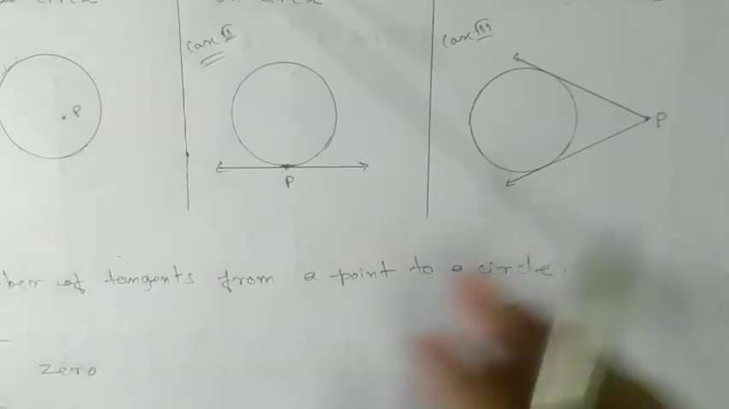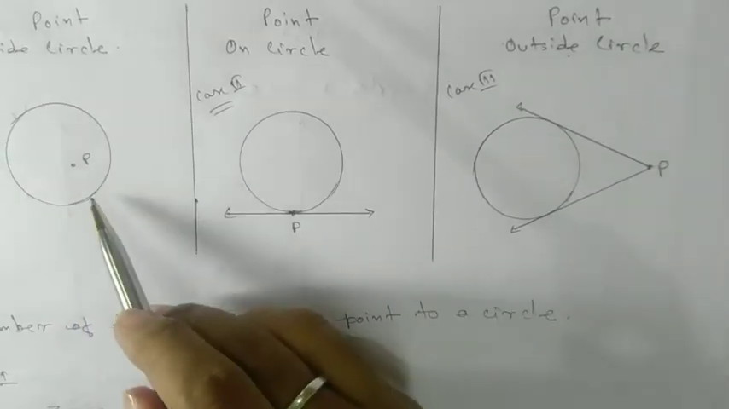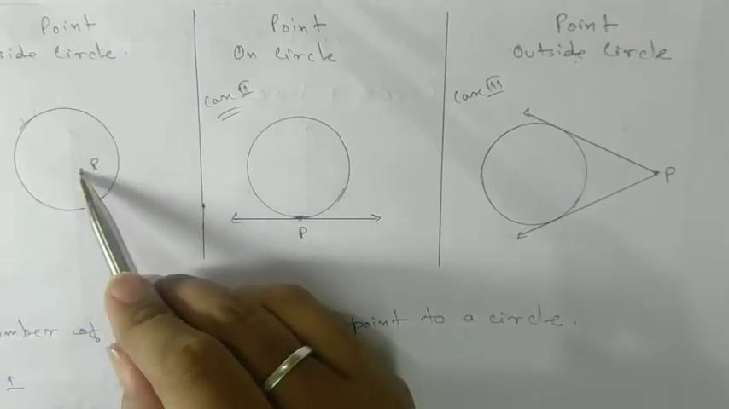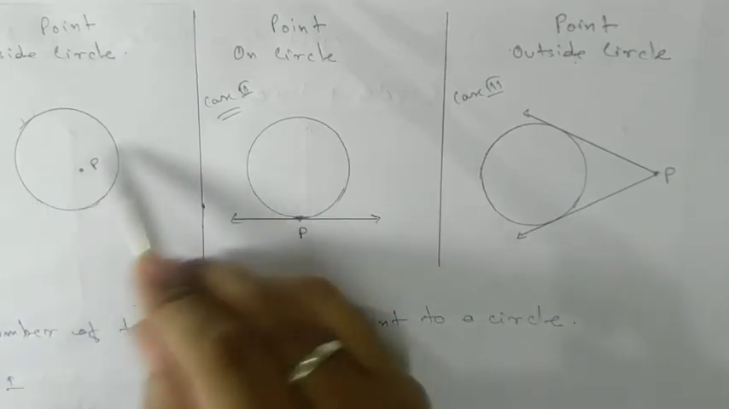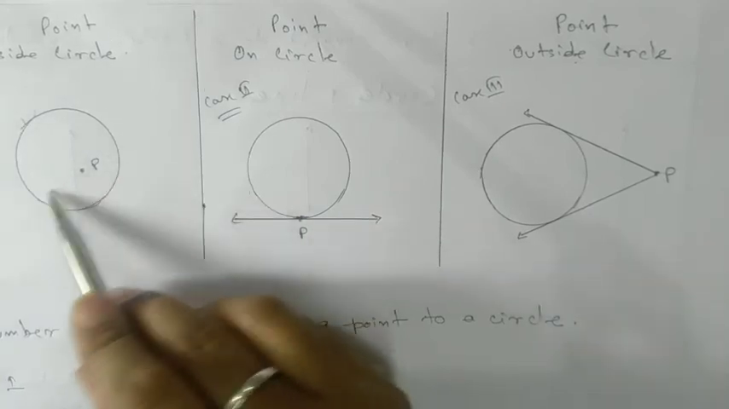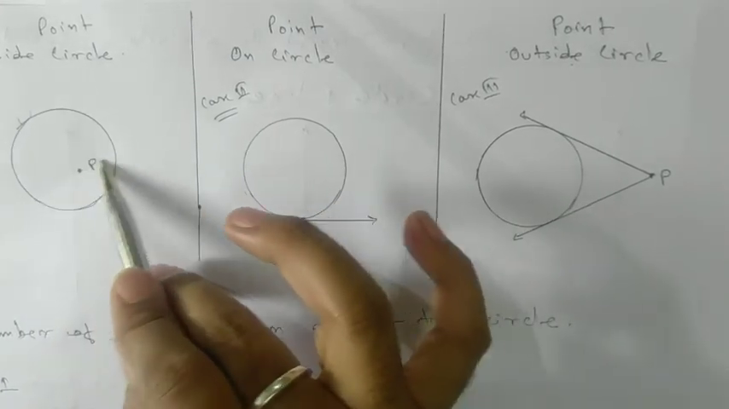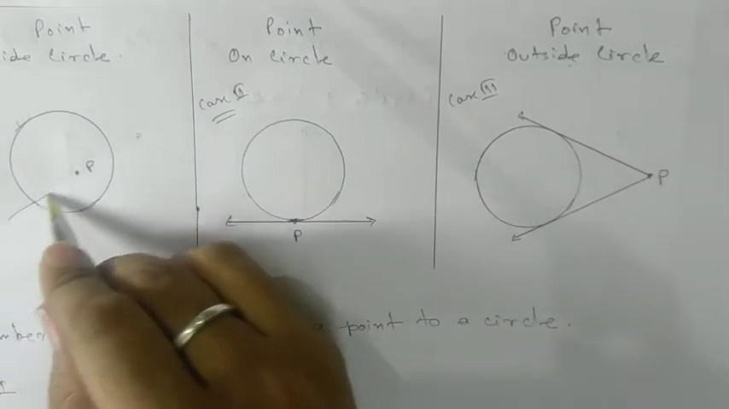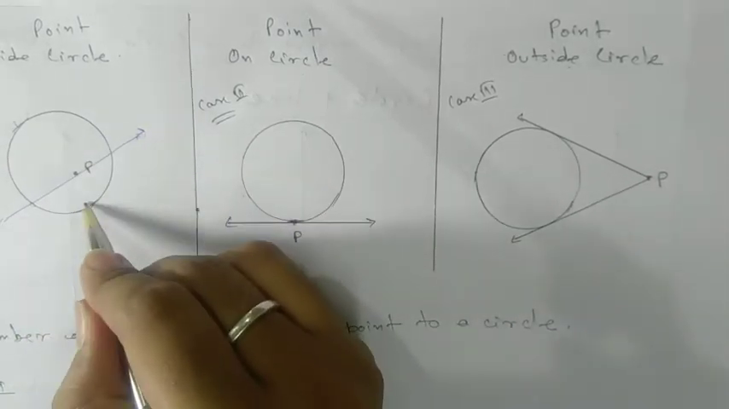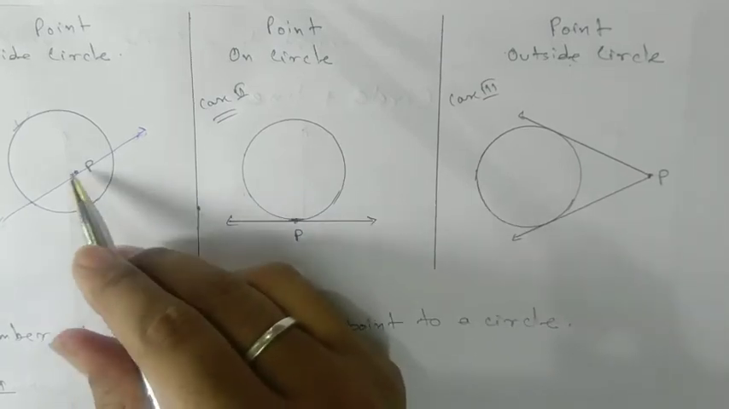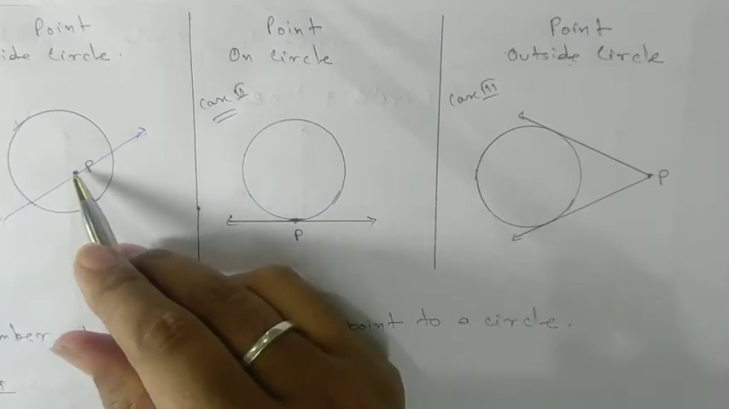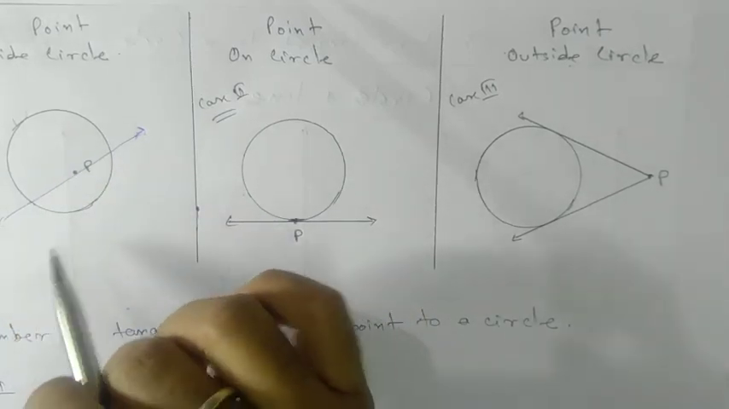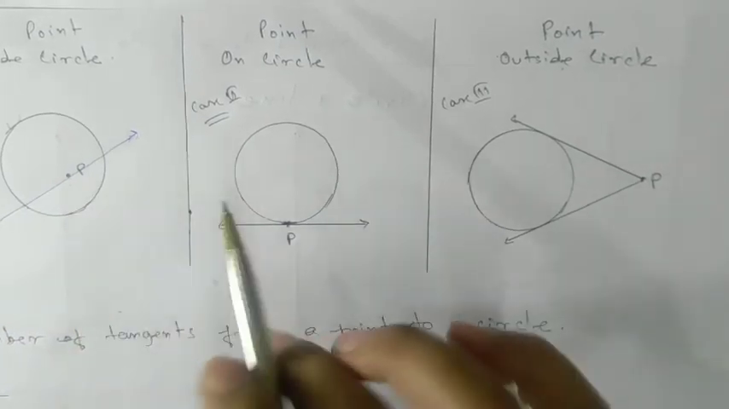Now we have a case where you can see the number of tangents that can be drawn on a circle. Through a point inside, you cannot draw a tangent. If we draw a line through a point P, we get a secant. It's not a tangent. So the number of tangents through a point P inside the circle is 0.